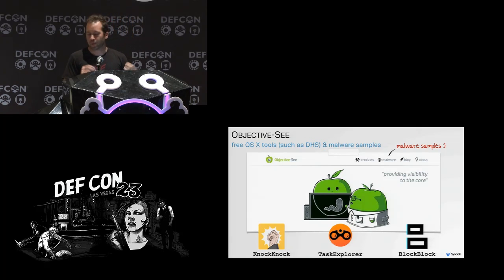TaskExplorer is pretty much like Process Explorer, the Sysinternals tool for Windows, and shows you all the running tasks. It shows if they're signed, has VirusTotal integration, and allows you to see loaded dylibs, so it would show any of these injected or hijacked dylibs, network connections, and open files. And then finally, BlockBlock. BlockBlock is simply a firewall for persistent autorun locations. It'll monitor the file system, and if malware tries to persist or install itself, it'll detect this.